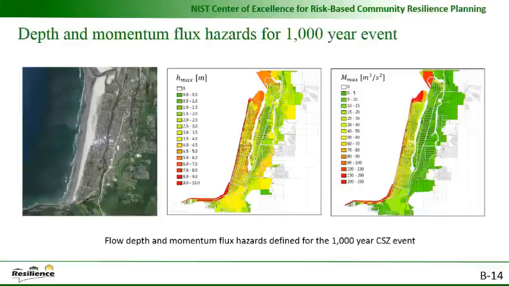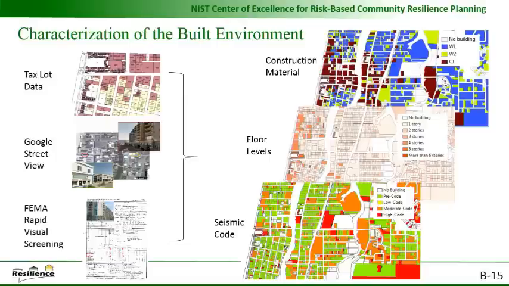These images show how we can define for the first time the hazard levels for different intensities everywhere in this inundation zone and relate it to the recurrence interval, consistent with other types of hazards such as earthquakes and hurricanes. Our center is also developing a new methodology to characterize structures in the built environment. Here we're showing how we use a tax lot database, Google Street View, and rapid visual screening following a FEMA methodology to classify buildings based on their construction material, number of floors, and the seismic code that was enforced during their construction.